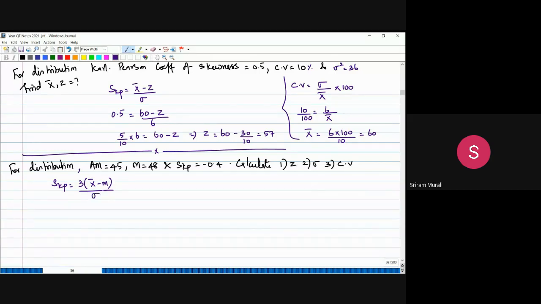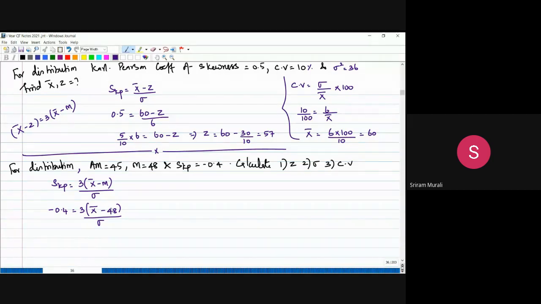நீங்க இன்னொன்னு கூட use பண்ணலாம். Mean minus mode is equal to 3 times of mean minus median use பண்ணியும் பண்ண முடியும். But எது better-ஆ another formula எடுத்து use பண்ணிக்கோங்க. Now SKP is minus 0.4. So mean கொடுத்துருக்காங்களா? தெரியாது. Median yes, SD no. So we want to find these things, then only you can find.